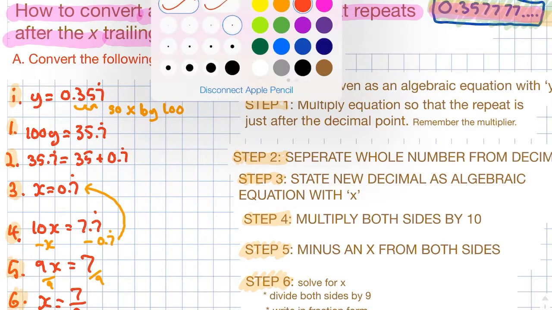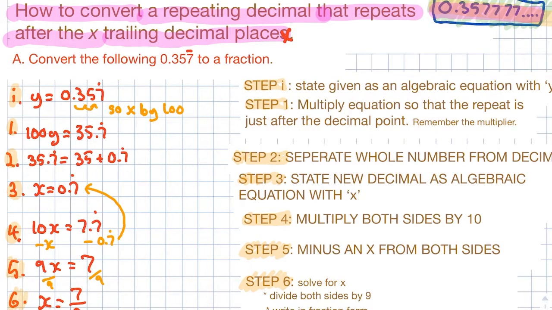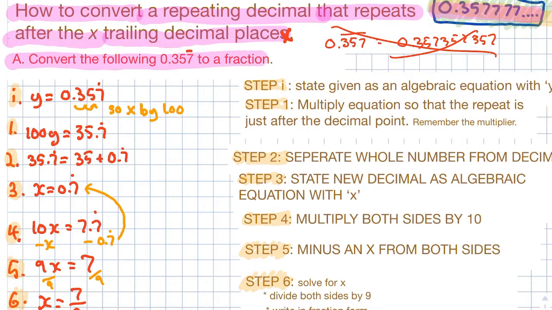So that looks a little something like this. That is 0.357, and this has a line over it. So that's not to be confused with 0.357 with a line over all three digits, because that would be the same as 0.357, 357, 357, and so on and so on. So that's not what we're looking for. It's this one, 0.35 with the 7 repeat. All right, so this is our example. Convert this number to a fraction.